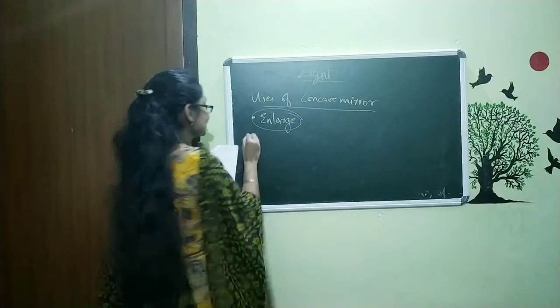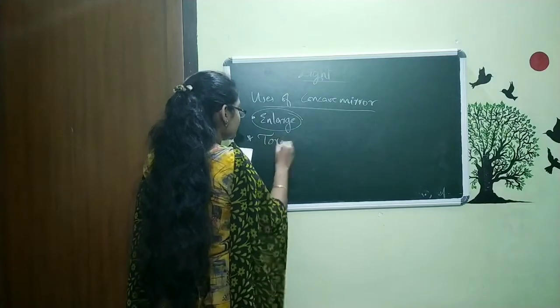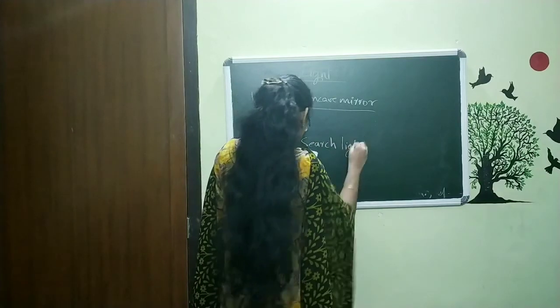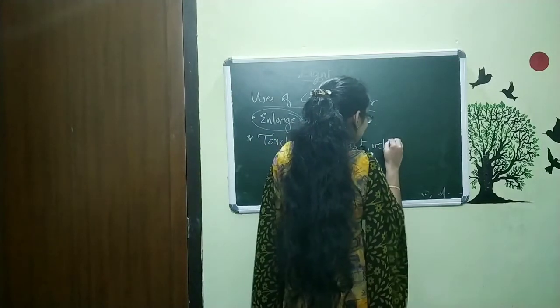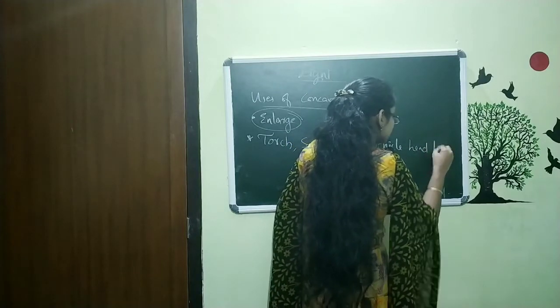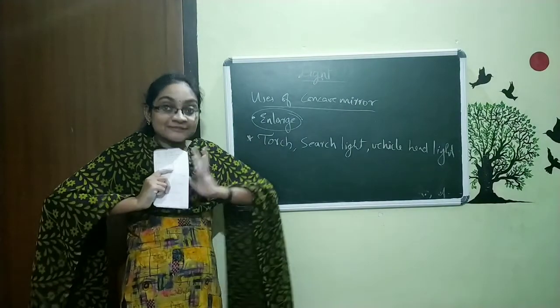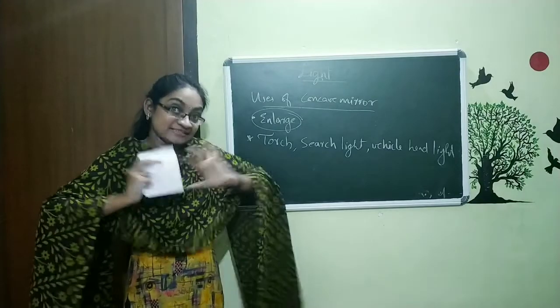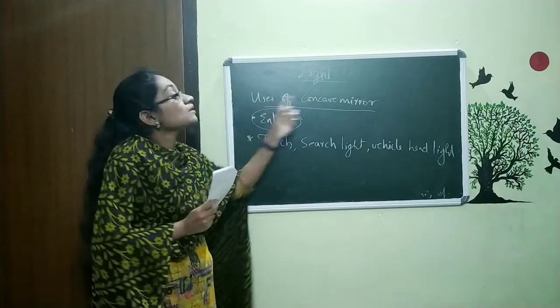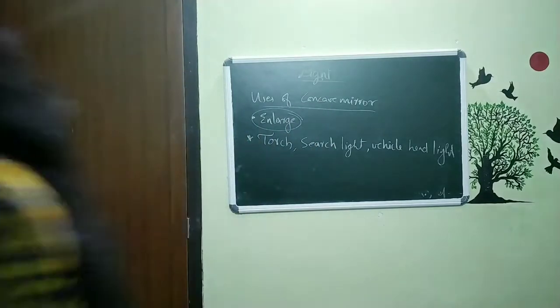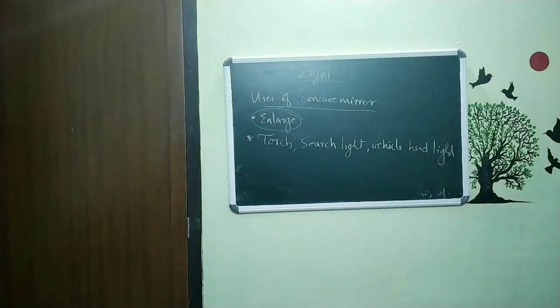So we are using this in the torch, searchlight and vehicle headlight. Actually the thing is this, when we are using this, the light is getting spread, or we can get the light as enlarged. That's why we are using this concave mirror in our torch, searchlight, vehicle headlights and all. You can see that in your textbook. Just take the textbook and look, and you can see the image on page number 182.